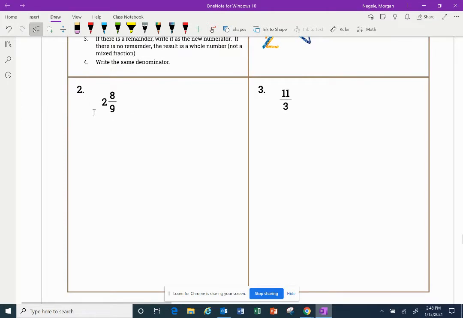Number 2, they're giving us a mixed number. I can tell this is a mixed number because I have a number and a fraction. Part number, part fraction, remember? The first thing I want you to do is pretty largely write 2 and 8/9. So you're just rewriting the mixed number that they give you.